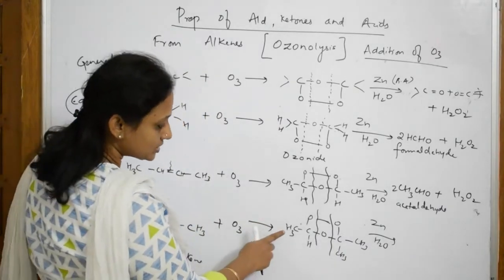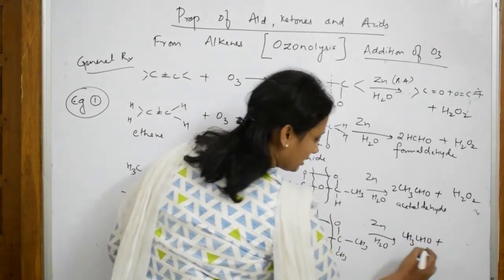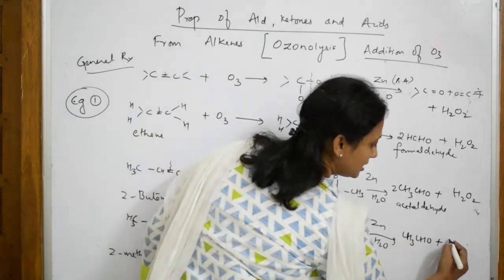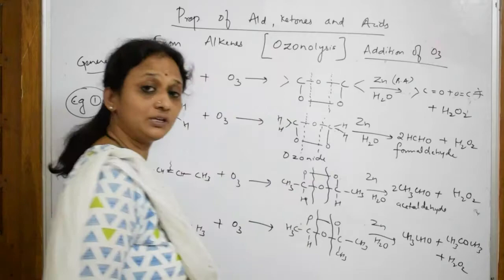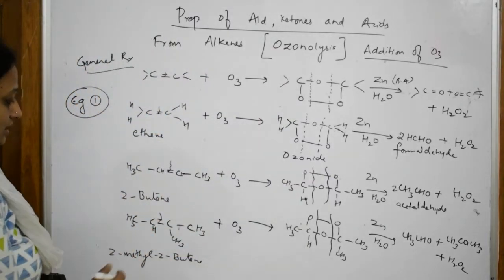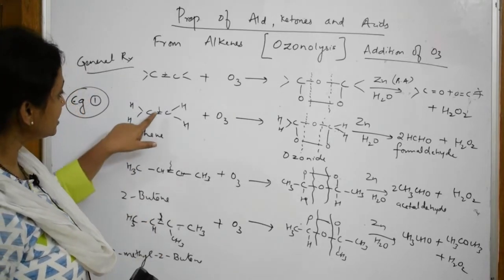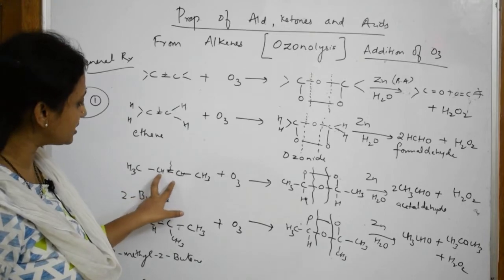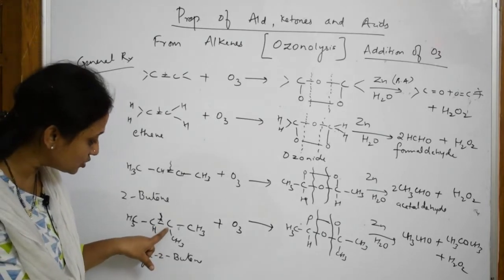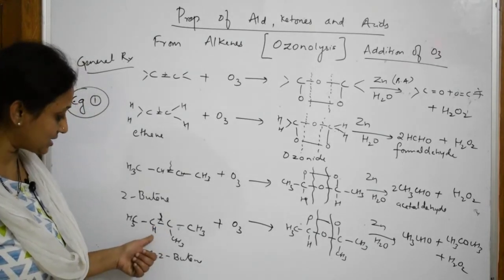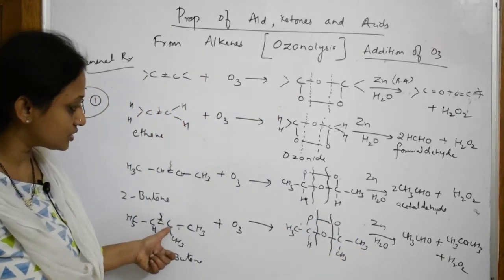Careful now. What are you going to get? You're going to get CH3CHO, one acetaldehyde molecule, and one more, CH3COCH3, a ketone. Now we have prepared ketone plus hydrogen peroxide. Now observe carefully. Only one logic you have to remember. Around your double bond, if there is hydrogen, you get an aldehyde. If there is no hydrogen, now this doesn't have hydrogen, but this has hydrogen. So whichever has hydrogen will become an aldehyde. Whichever doesn't have hydrogen will become a ketone.